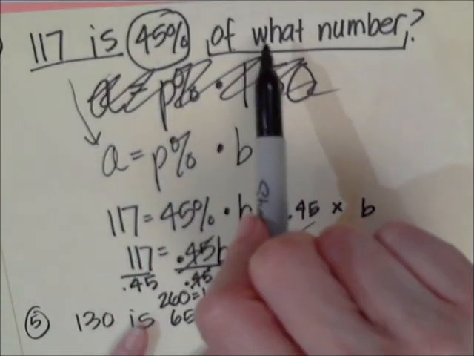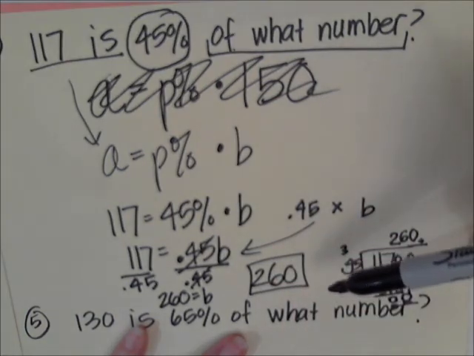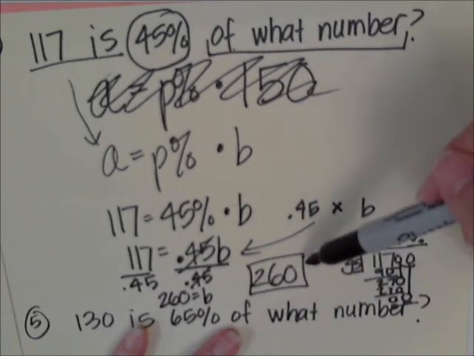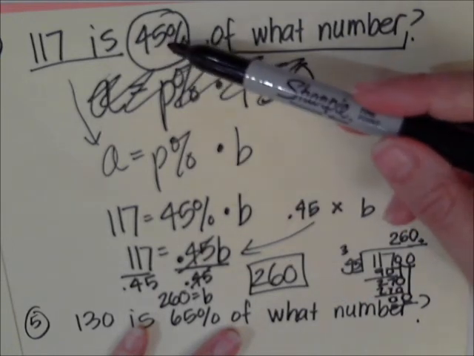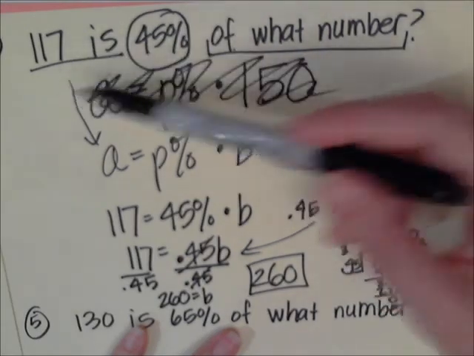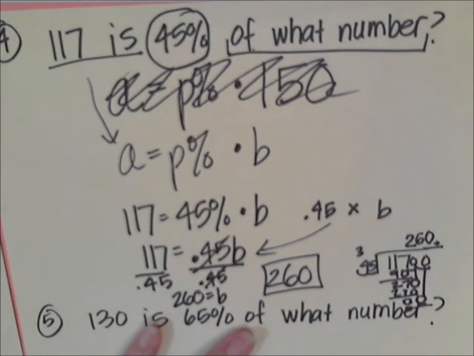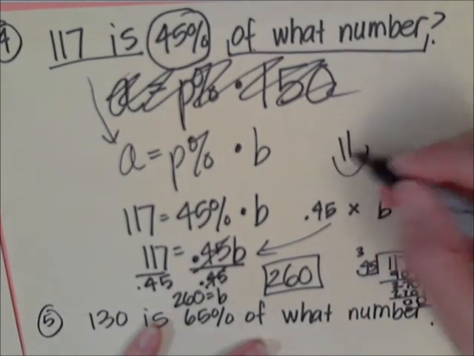Let's see if that makes sense. 117 is 45% of 260. Well, half of 260 is 130. 45% is a little bit less than 50%. That actually makes sense, because 117 is a little bit less than 130. So I am going to stand with this answer.